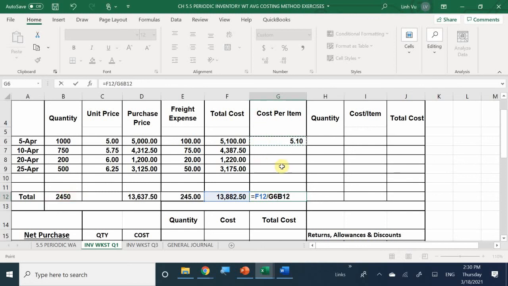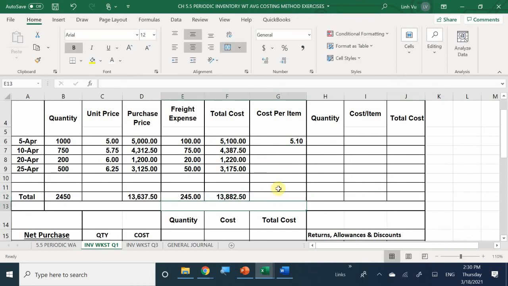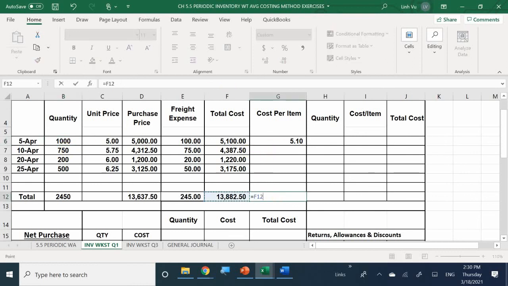Oop, now I'm changing my formula. It's the same exact formula as above, right? We're taking the total cost of that column and dividing it by the total quantity in that column, and that's your cost per item. Average cost per item is the same thing, except you're doing your totals instead of individual.